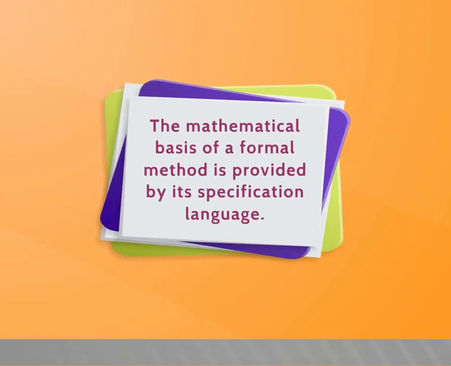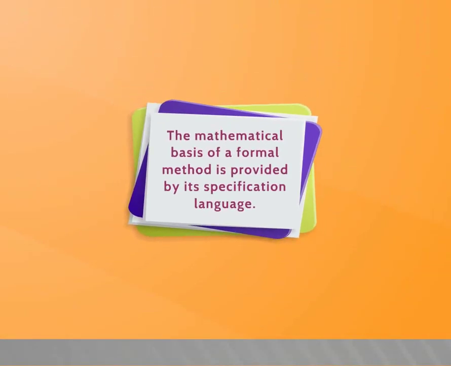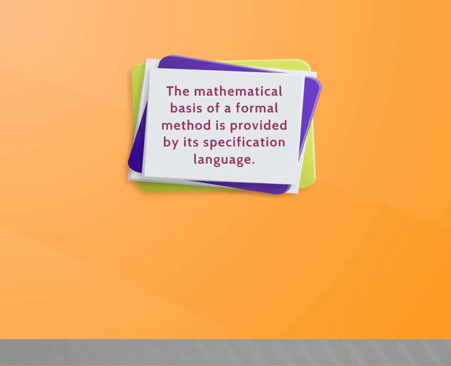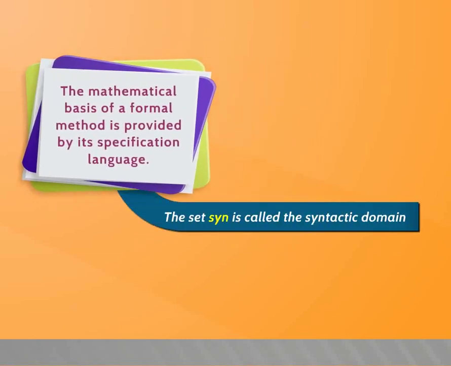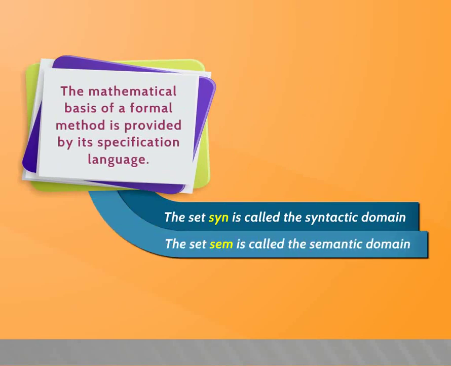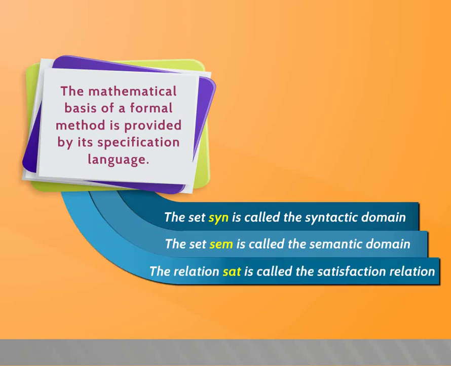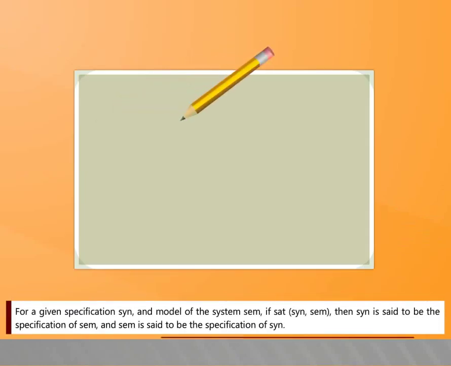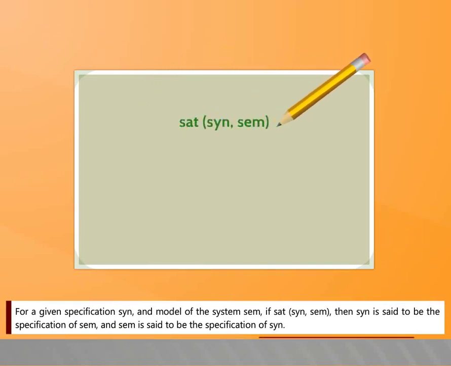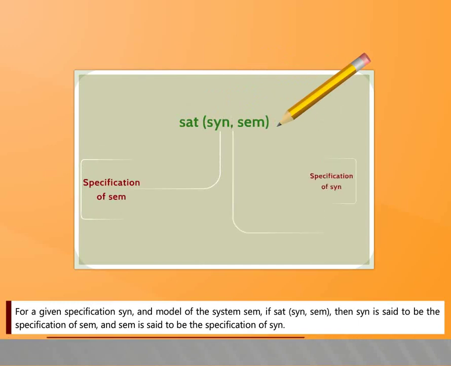The mathematical basis of a formal method is provided by its specification language. The set SYN is called the syntactic domain. The set SEM is called the semantic domain, and the relation SAT is called the satisfaction relation. For a given specification SYN and model of a system SEM, if SAT(SYN, SEM), then SYN is said to be the specification of SEM and SEM is said to be the model of SYN.